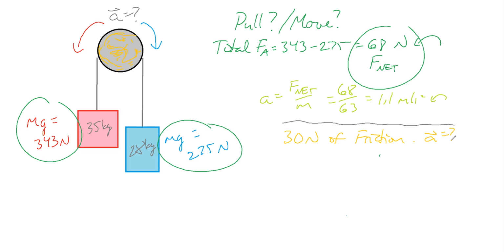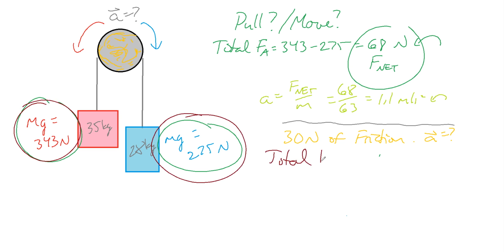Well, same type of thing as before. There's not much difference here. I would still need my mg's, which I found at the beginning. That's no big deal. My total applied force is still going to be 68 newtons towards the left. That's fine. So that's how much is trying to move it. So naturally, what's trying to move it? That's what I asked myself.